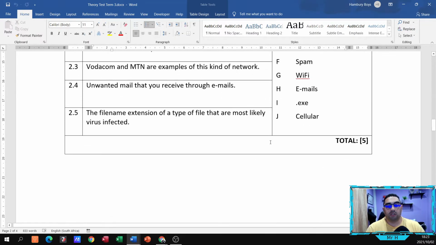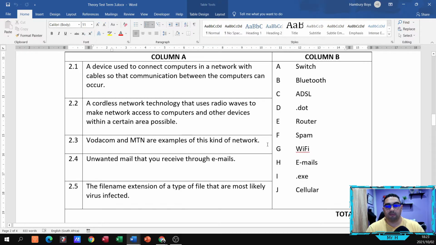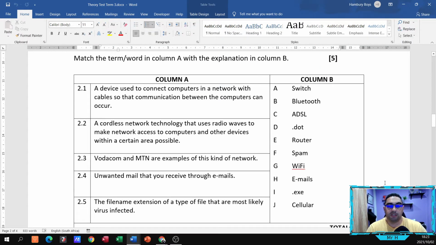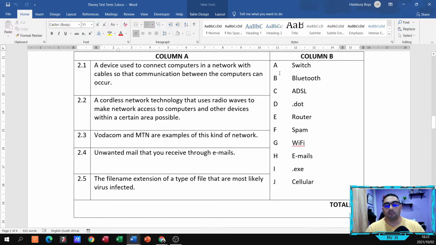Then we go to question number 2. You'll see that's also consisting of 5, zoom out a little bit, 5 questions, and they want us to match the explanation or the definition to the particular term. So let's just get the memo ready and let's move in. So 2.1 says a device used to connect computers in a network with cables so that communication between the computers can occur.